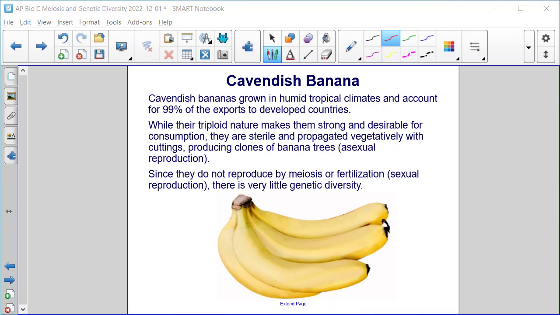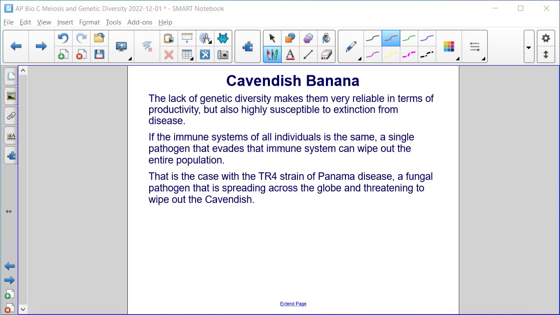This is a version of asexual reproduction. Since they do not reproduce by meiosis or fertilization, sexual reproduction, there's very little genetic diversity. The lack of genetic diversity makes them very reliable in terms of productivity, but also highly susceptible to extinction from disease. If the immune systems of all individuals are the same, a single pathogen that evades that immune system can wipe out the entire population.